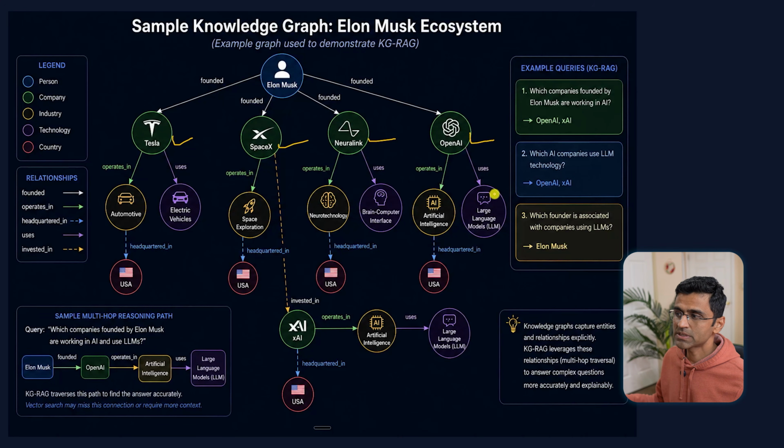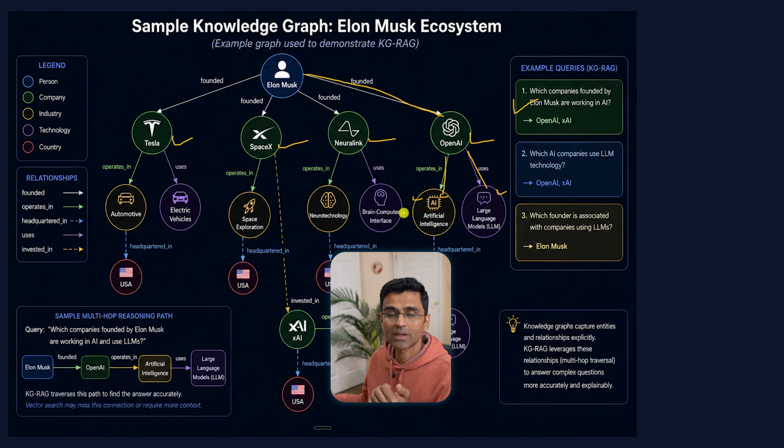And then these companies will be operating in these different domains. So these are all the entities, and they are connected through some kind of relationship. Now, when you ask a question, which companies founded by Elon Musk are working in AI, you will traverse this particular path, okay? So you will look at all the companies, and then you will do breadth first traversal, and you will find that OpenAI is working in AI.